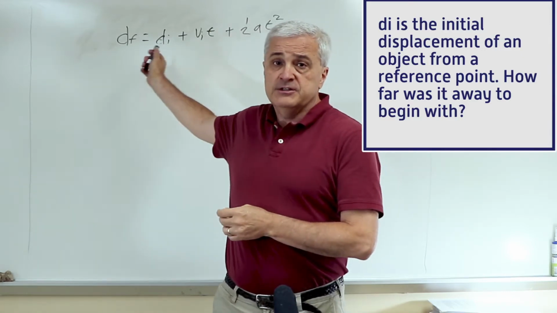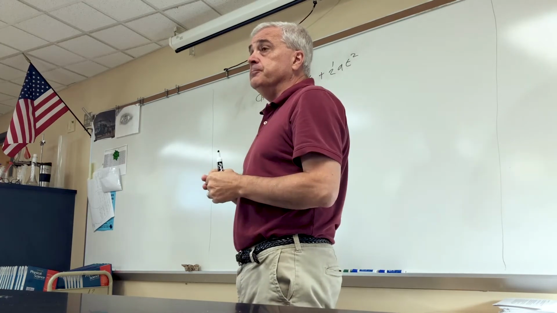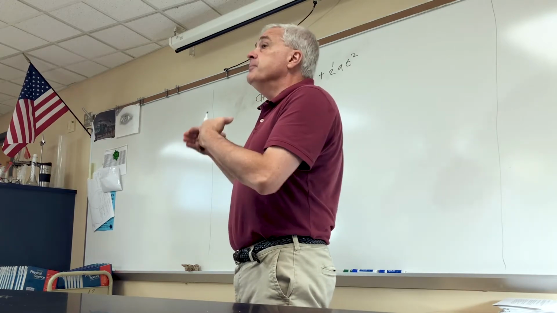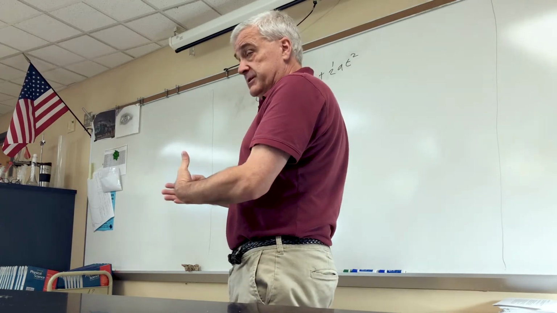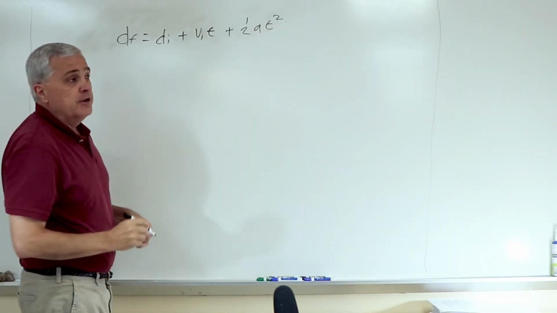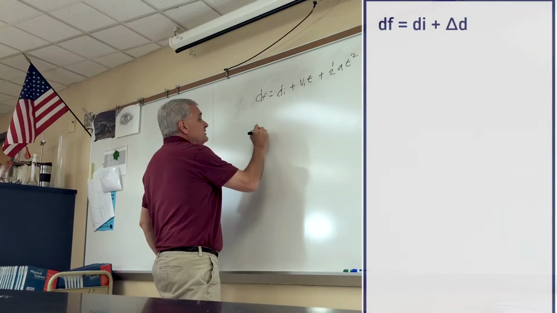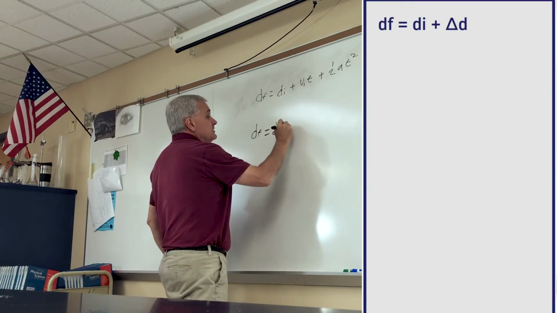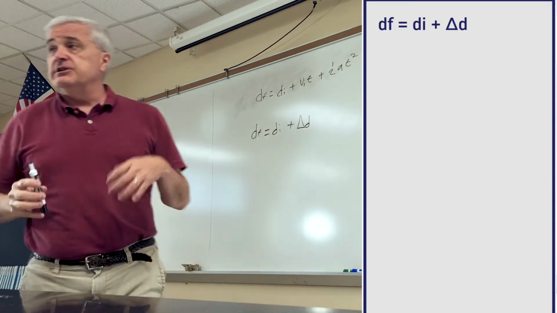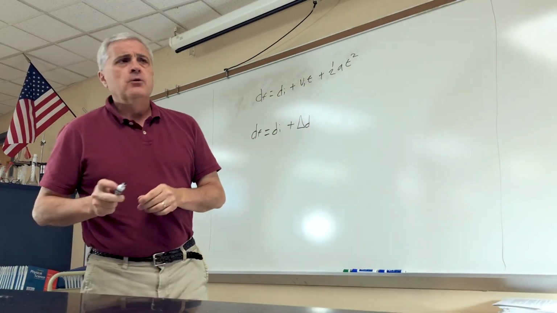So this equation is how far did it end up, and we can break it down logically into how far was it to start with, and then how far did it move, or what is the magnitude of the displacement, and we're going to call that delta D. So we can take this equation that we started with and derive it. The final distance is the initial distance plus delta D, where delta D is the displacement. How much did it move? So what is delta D?